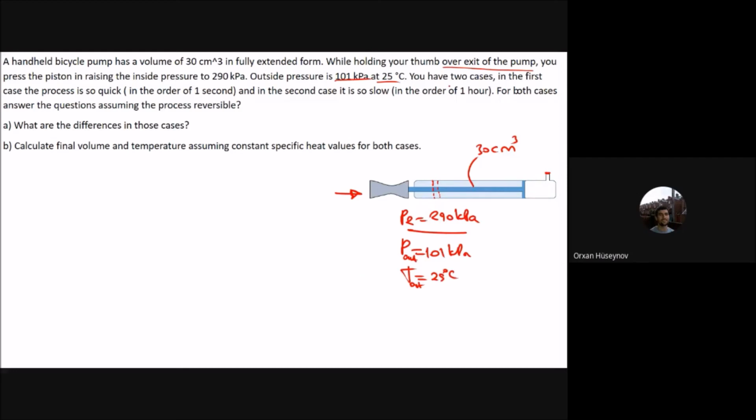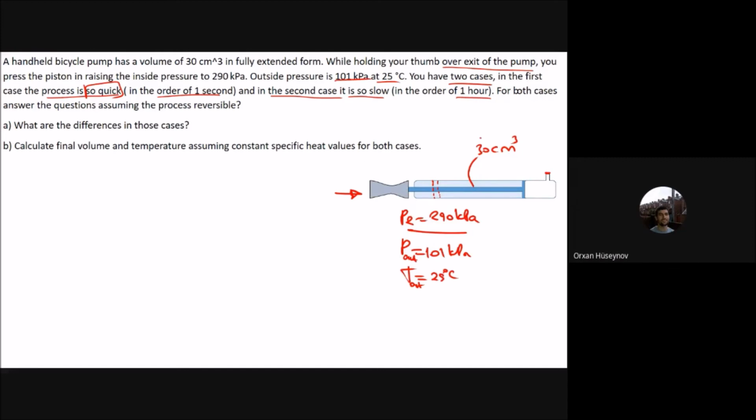You have two cases. In the first case, the process is so quick, so you are doing it very fast, in the order of 1 second. And in the second case, it is so slow. You are doing it slowly, in the order of 1 hour. You will not have patience for 1 hour, but let's assume that you have done it in 1 hour.